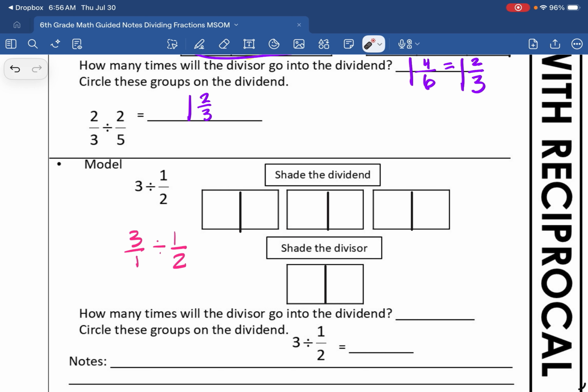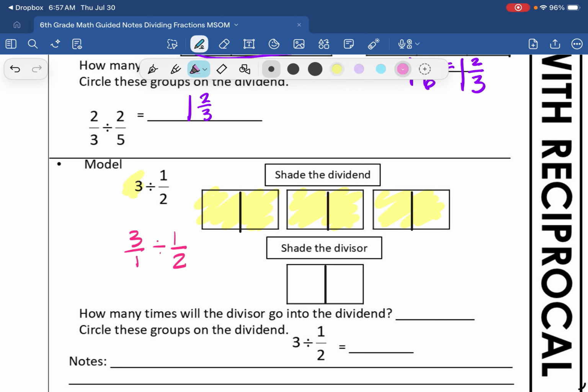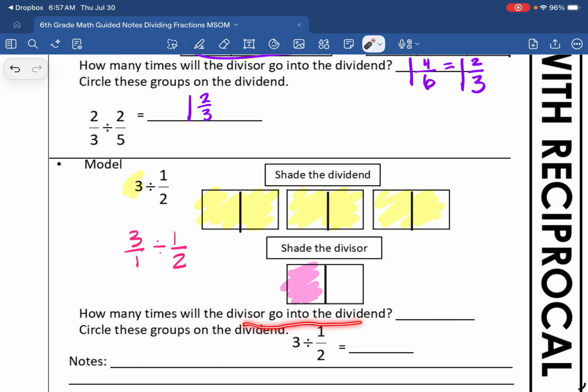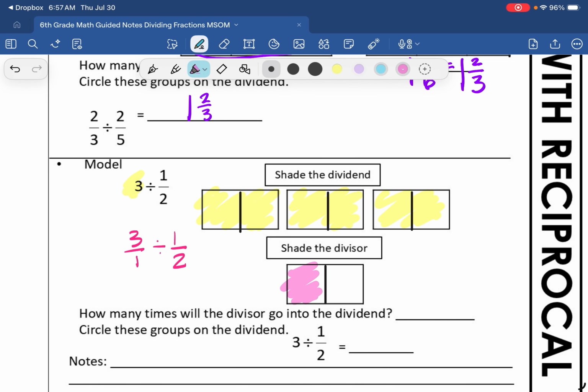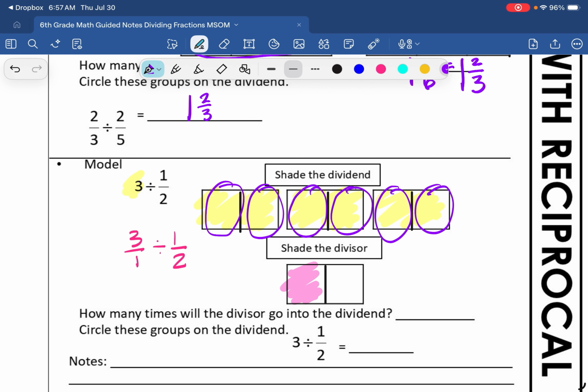So now I'm going to shade the dividend and shade the divisor. With my dividend, I have 3, so let's shade 3 wholes of these. And then my divisor, I'll shade a half. How many times will the divisor go into the dividend? I need to circle groups of a half in my dividend. So 1, 2, 3, 4, 5, 6. It will go in 6 times. So 3 divided by 1/2 equals 6.